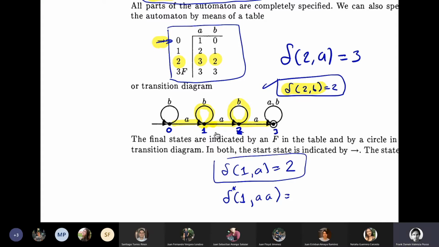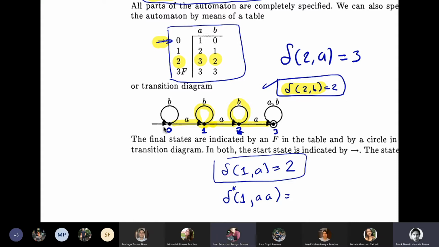Natalia, Nicole, maybe? Would it be 2, 2? One, let me see. No. No. Another, Juan Sebastian? I think it would be 3. Exactly.